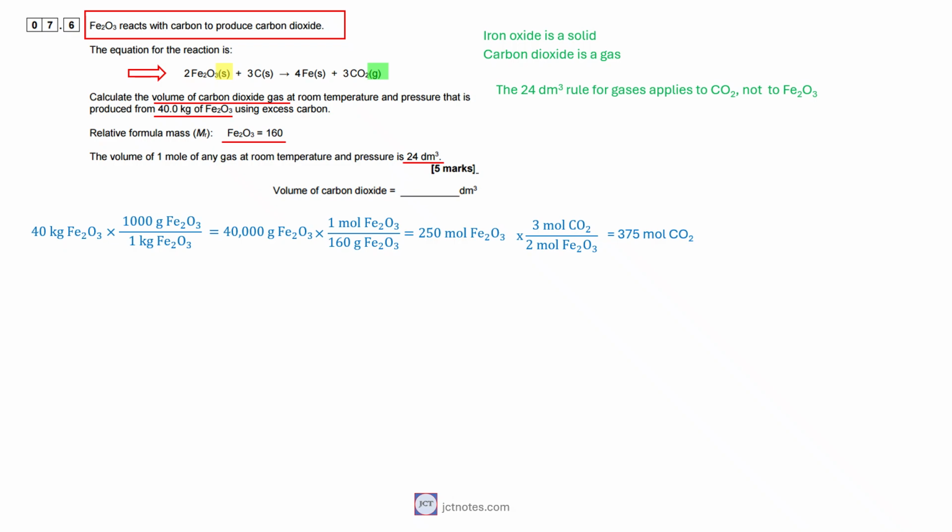Finally, we need to convert these 375 moles of carbon dioxide gas into a volume. Our final conversion factor comes from the rule that 1 mole of any gas at room temperature and pressure occupies exactly 24 cubic decimeters. We take our 375 moles of carbon dioxide and multiply it by 24 cubic decimeters per mole. This equals 9,000. Our final answer is 9,000 cubic decimeters. That completes the calculation, earning you the remaining 2 marks for the method and the final correct value.